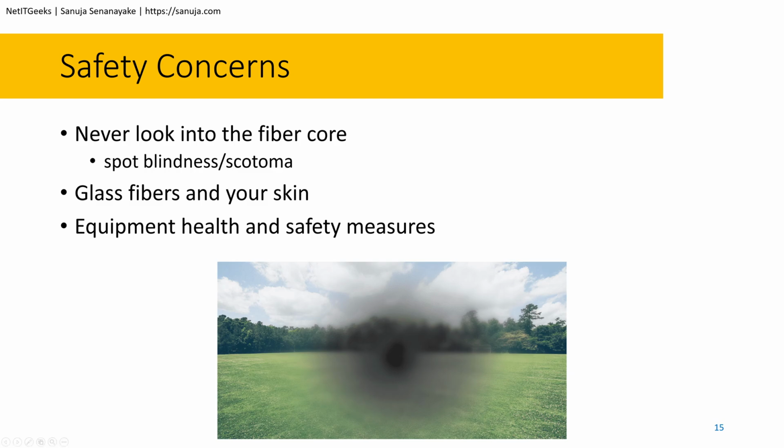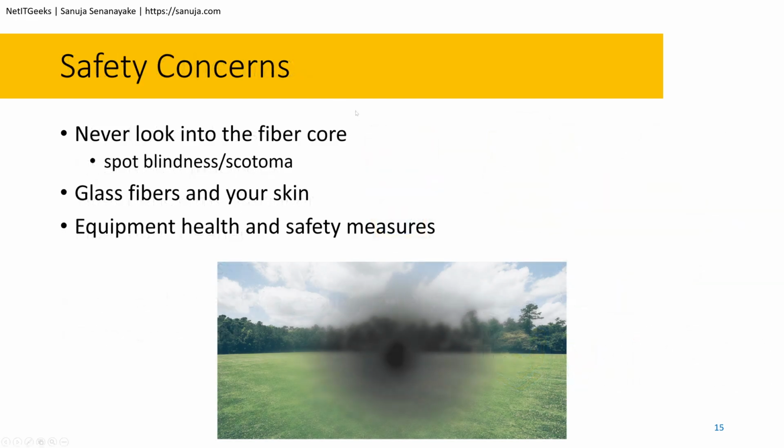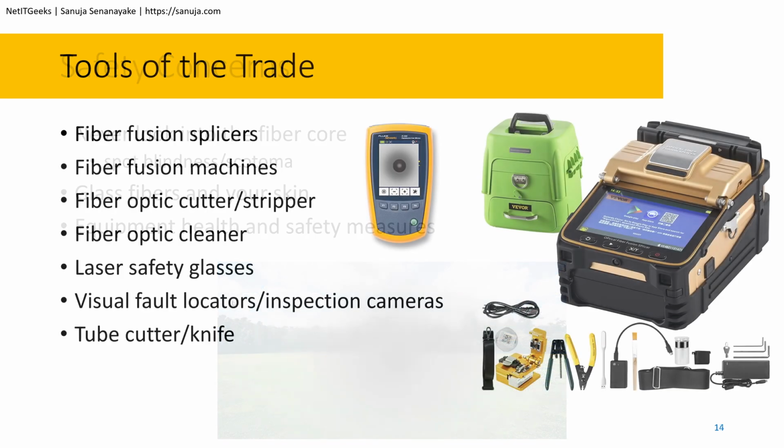That's why we have tools like these, which are visual fault locators, so that you don't have to use your own naked eye to look into the cable. Never do that. There is no reason to do it. Even if you look in and see light coming through or not coming through, what's the point? You can't do fault tolerance by just looking at it. So don't look at it. And the other thing is glass fibers and your skin is another safety concern. That's why on the previous slide I mentioned that we have safety glasses.